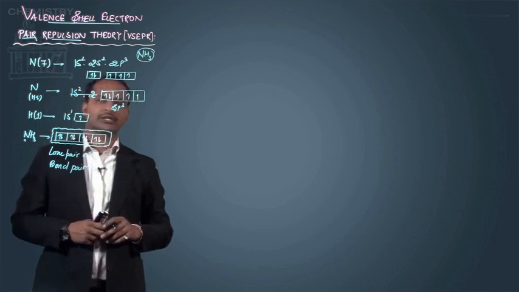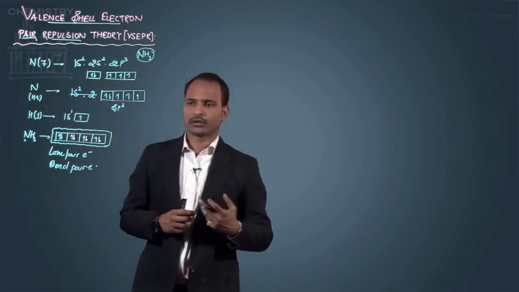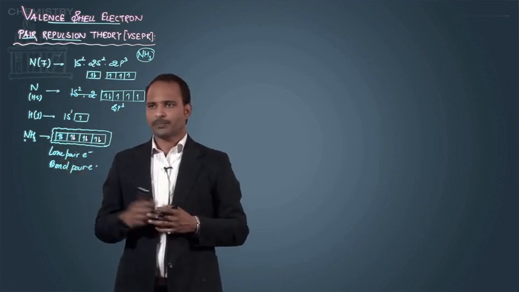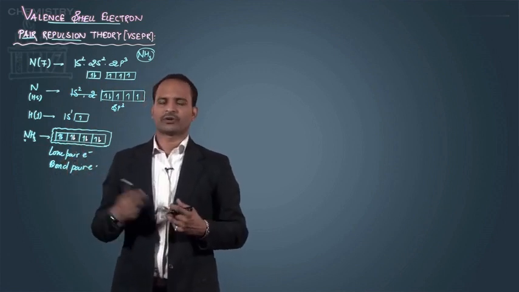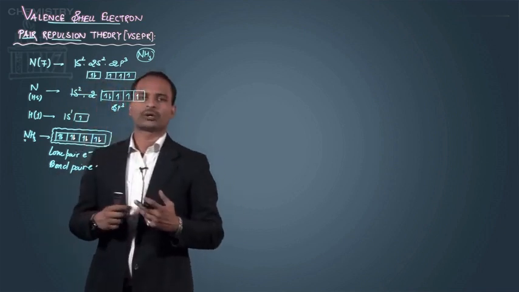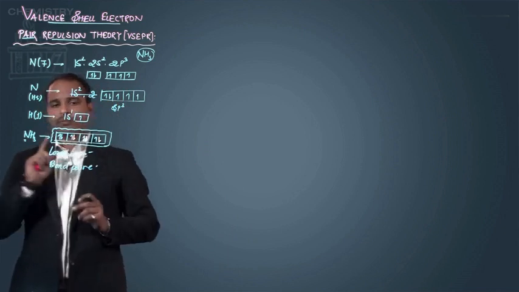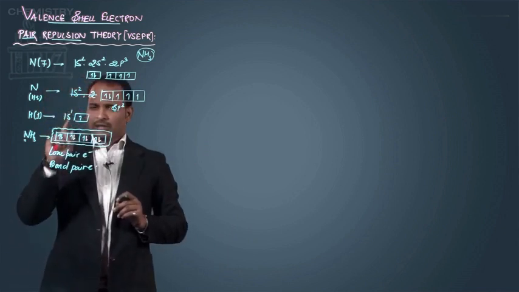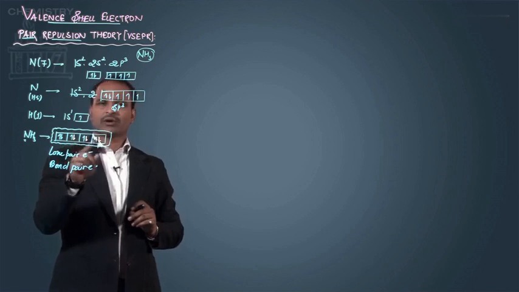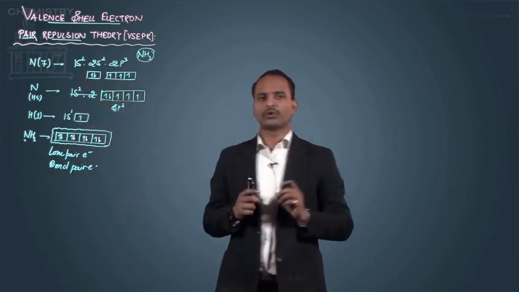The lone pair of electrons is a pair of electrons which is present in the outermost shell but doesn't take part in bonding, and the bond pair is a pair of electrons formed due to the overlapping of 2 different orbitals. Then rule number 2: these all 4 orbitals which are present in the outermost shell of the nitrogen, in the ammonia molecule.